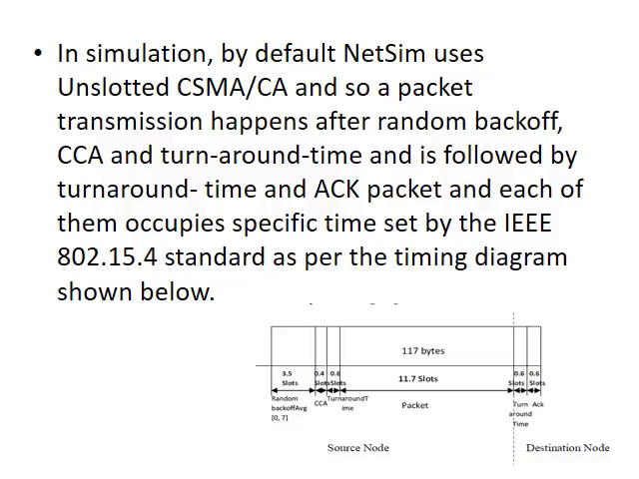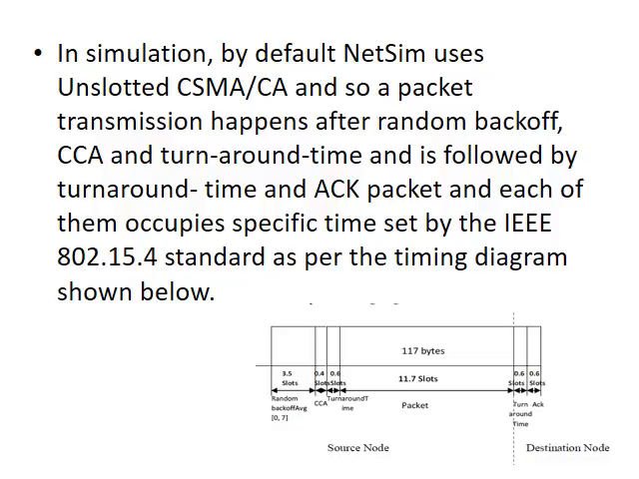Now let's understand what actually happens in simulation. In simulation, by default, NetSim uses unslotted CSMA/CA, so a packet transmission happens only after random backoff, and the clear channel assessment is followed by turnaround time and an acknowledgement packet. Each of them occupies a specific amount of time given by the IEEE 802.15.4 standard.